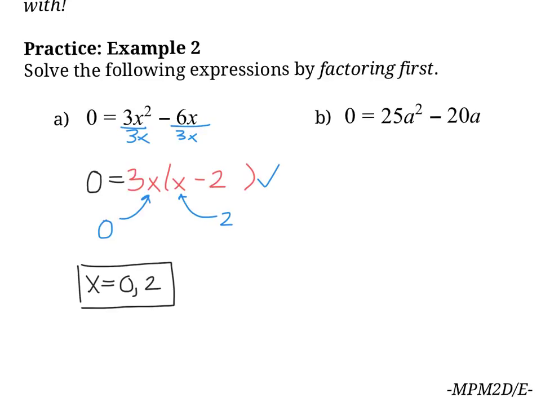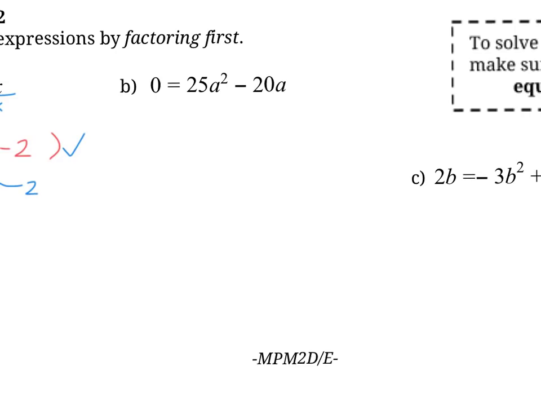So let's try B. Again, we can't solve this just by moving things around to collect the a's because we've got an a squared and an a. So let's try common factoring.